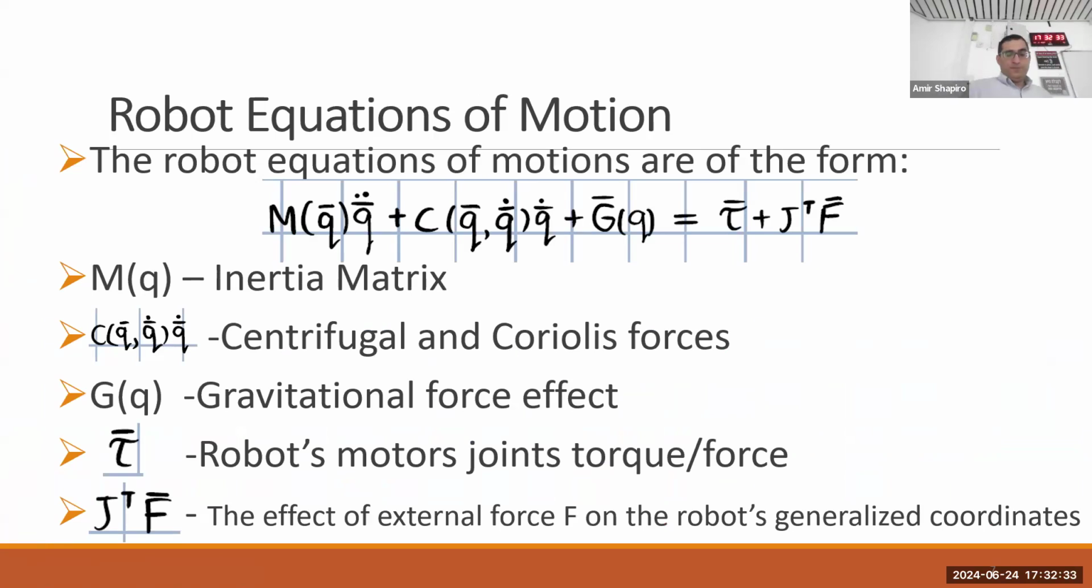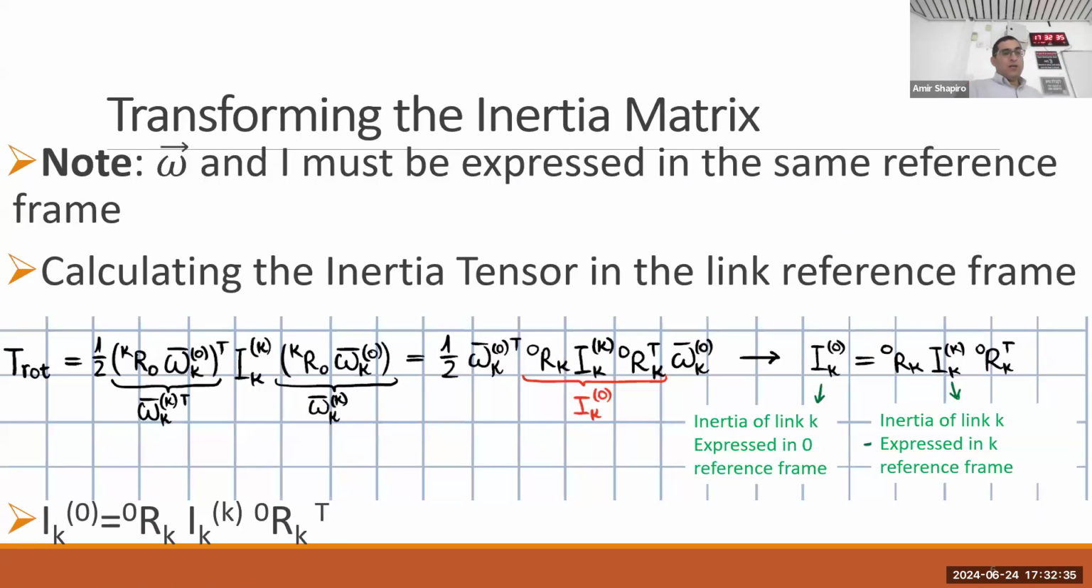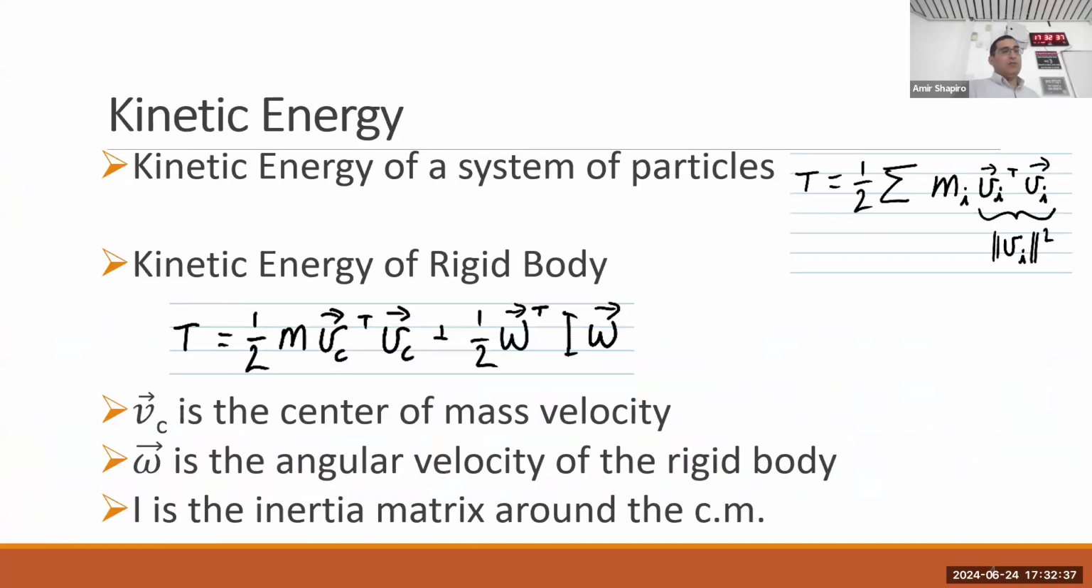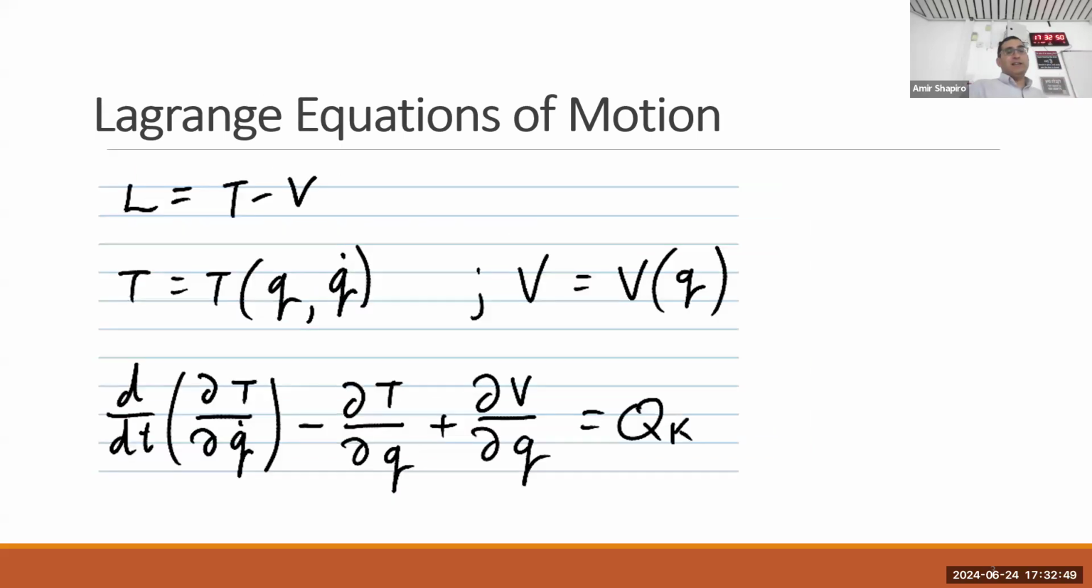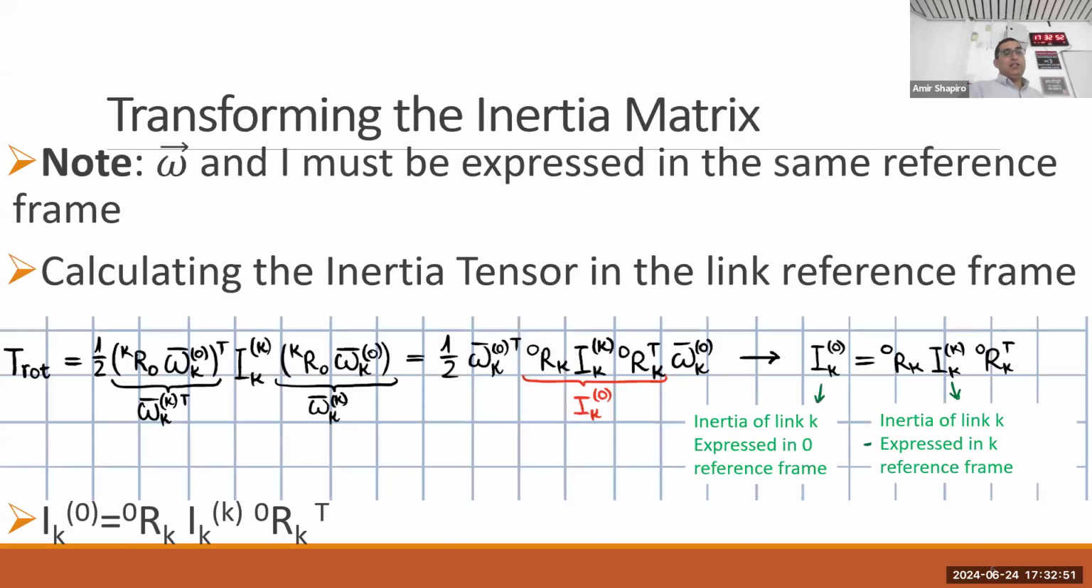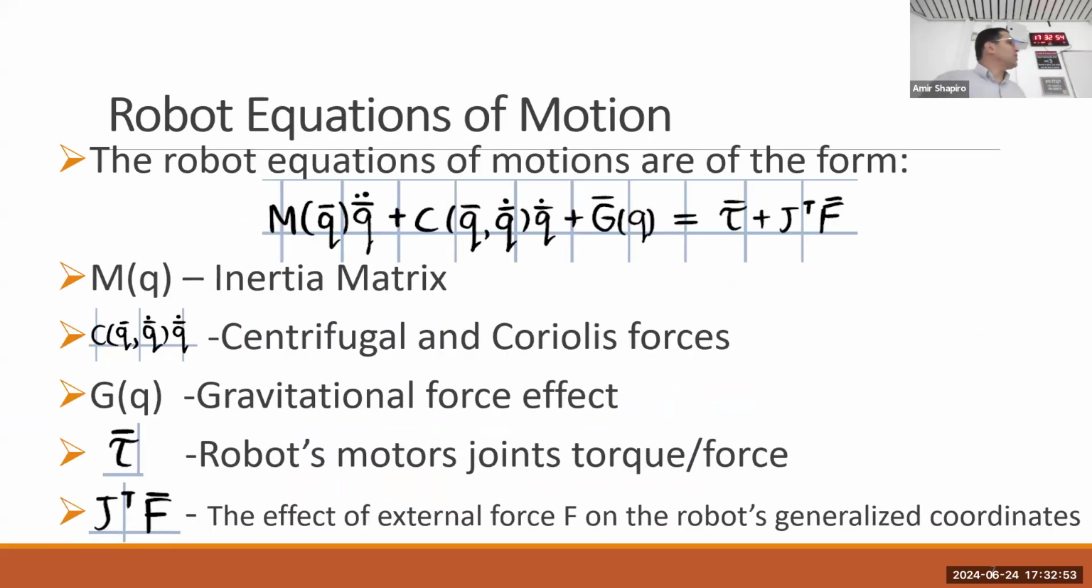So now we can use this in order to express the energy, and then substitute everything into the Lagrange equation of motion, and then get the equation of motion. And in general, the equation of motion looks like this.